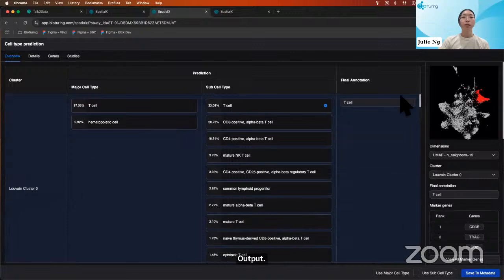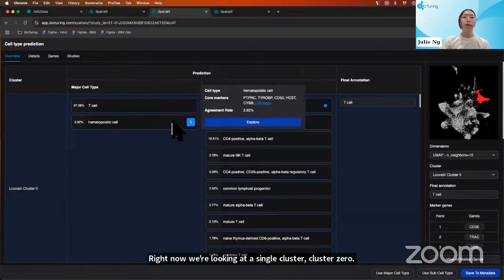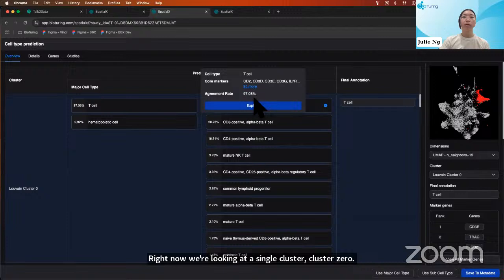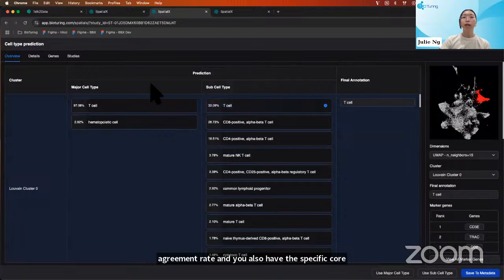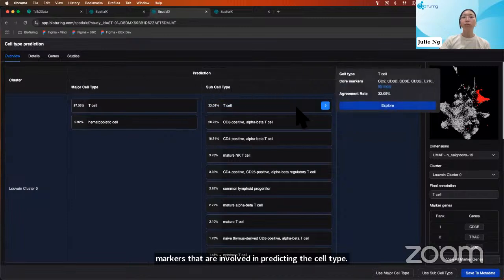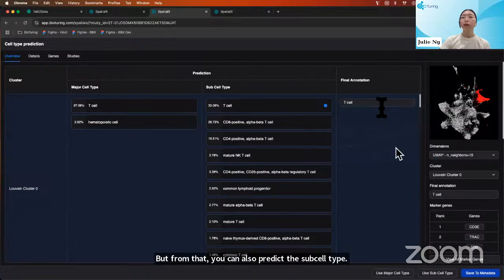Okay, and so this is what the results page looks like. Right now we're looking at a single cluster, cluster 0, and it predicts these 2 major cell types. You have the agreement rate, and you also have the specific core markers that are involved in predicting the cell type. But from that, you can also predict the subcell type here as well. And then finally, you can change your final annotation here.